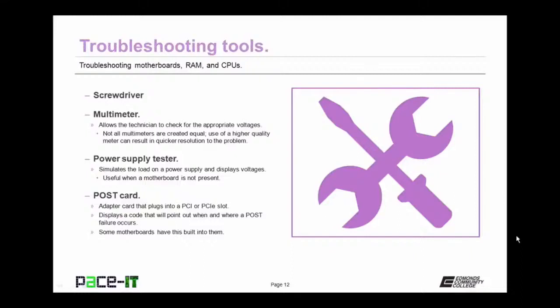A post card is another handy addition. It's an adapter card that plugs into a PCI or PCIe slot. It displays a code that will point out when and where a post failure occurs. Some motherboards have postcards built into them, but not all of them, and you might want to consider getting one so that you can learn the codes and be familiar with them.